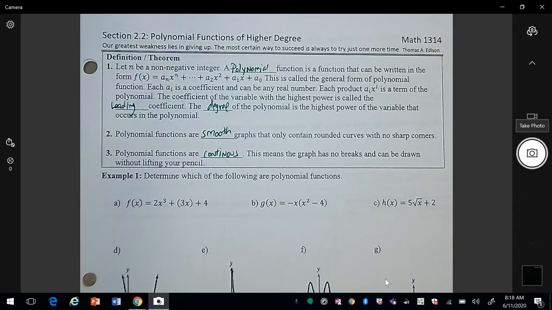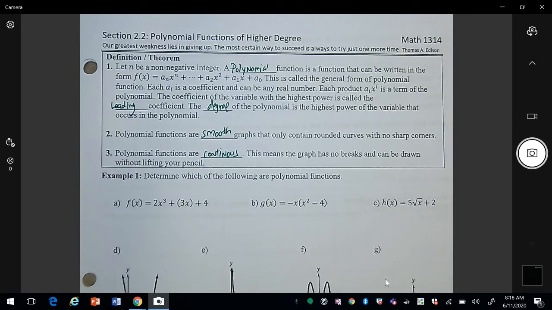Section 2.2 Polynomial Functions of Higher Degree. Our greatest weakness lies in giving up. The most certain way to succeed is always to try just one more time. Thomas Edison. So today we're going to be talking about polynomials.